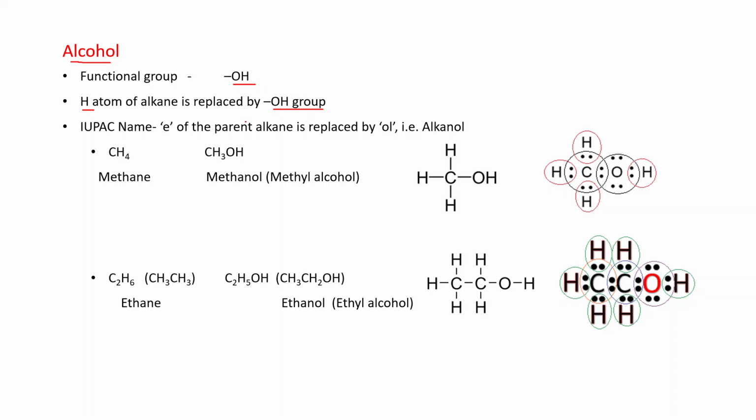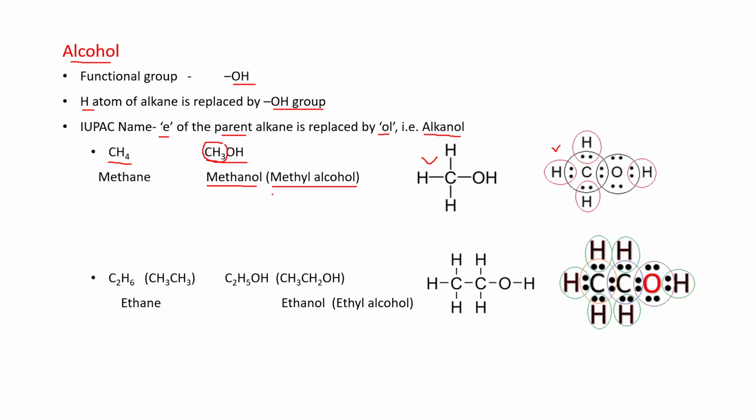How can we write its name? The E of the parent alkane is replaced by OL. That's why we can say this is alkanol. For example, methane: if we replace one hydrogen atom by OH, then we will get CH3OH. Its IUPAC name is methanol. In the common system, this is known as methyl alcohol. This group is called methyl. This is its structure and this is its electron dot structure.